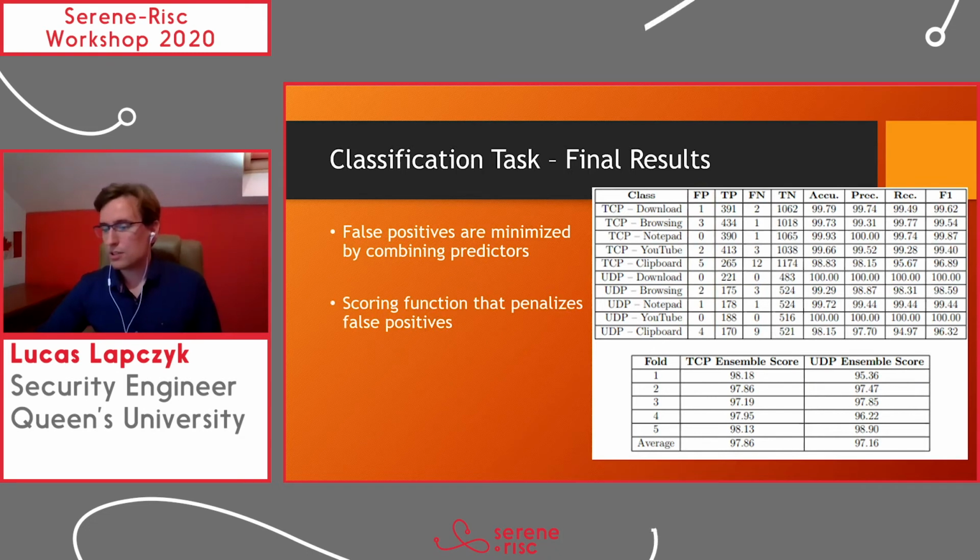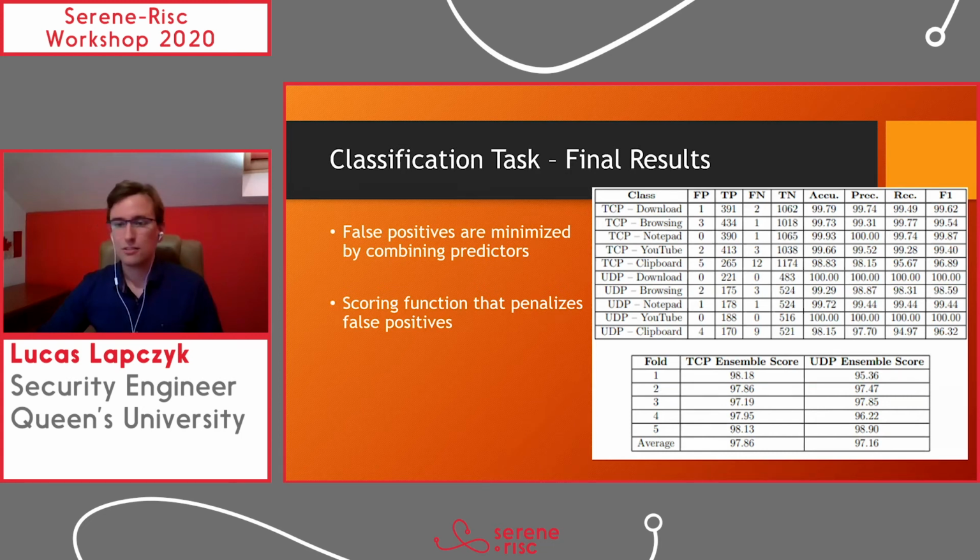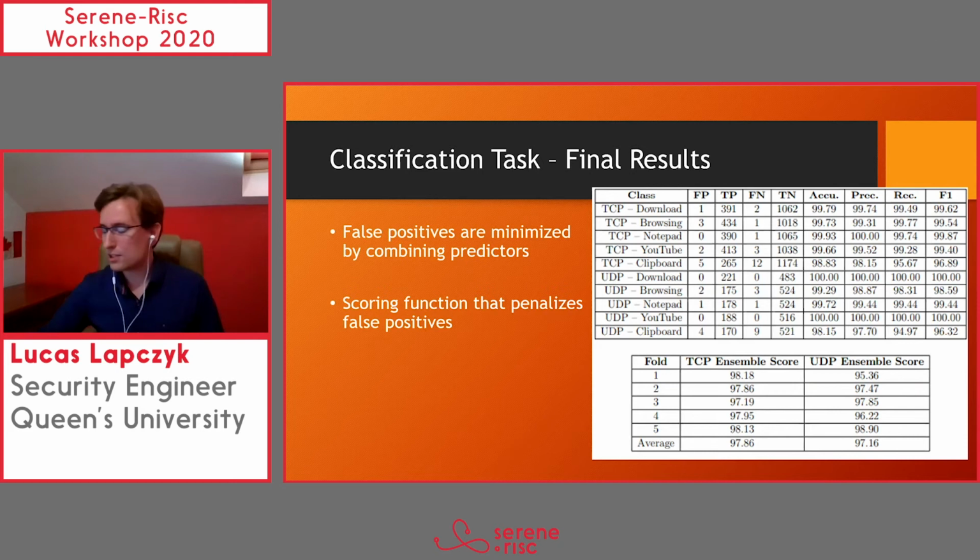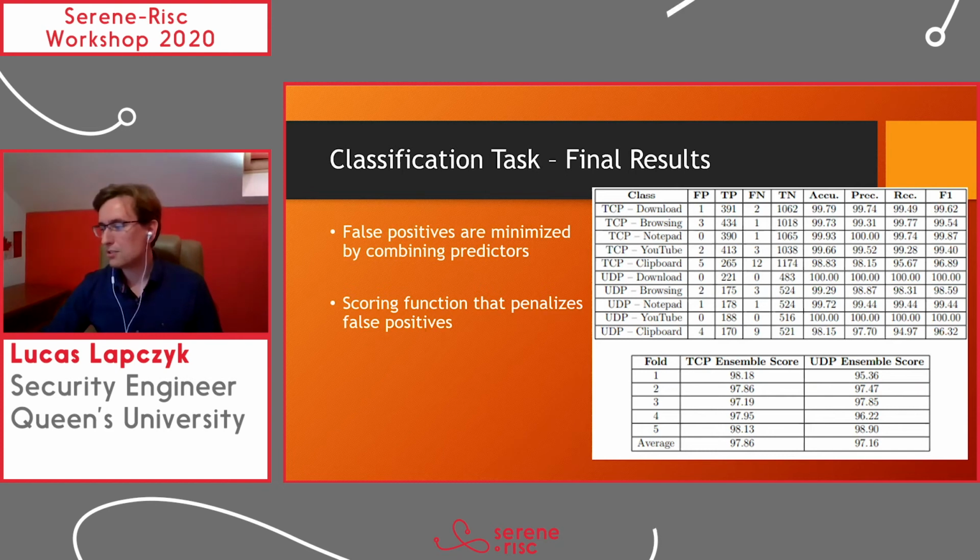A scoring function that penalizes false positives was employed. So for every true positive, the scoring function gave us +1. For every false positive, it removed 2 points. And for every true negative or false negative, there were 0 points added. So +1 for true positive, -2 for false positive, 0 for false negative or true negative. And the reason is we wanted a function that will evaluate how well we're doing at avoiding false positives. So we developed this ensemble score.